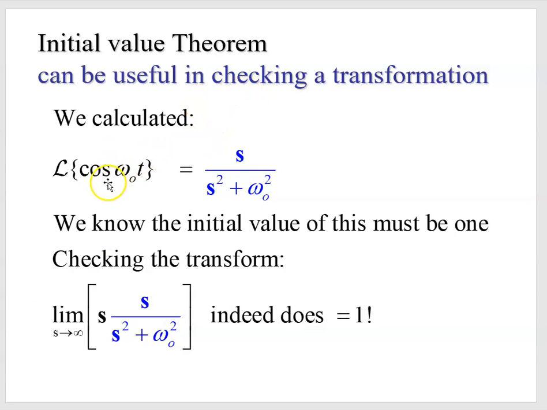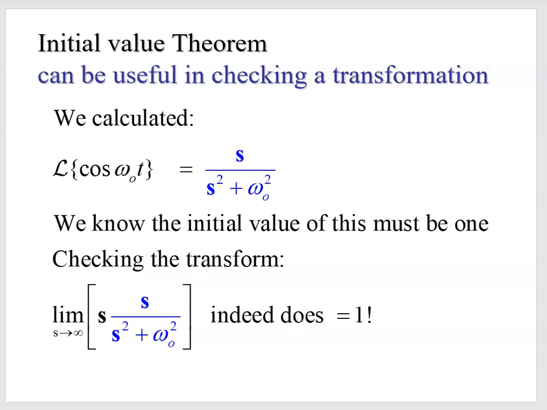If we take our Laplace transform of our cosine, we'll do cosine omega naught t. Well, that's going to be, using our Laplace transform table, s over s squared plus omega naught squared. And we know the initial value of this, our cosine of 0, is 1. So let's take the limit of our function, multiply it by s, and take that limit as s goes to infinity, and that indeed is equal to 1.